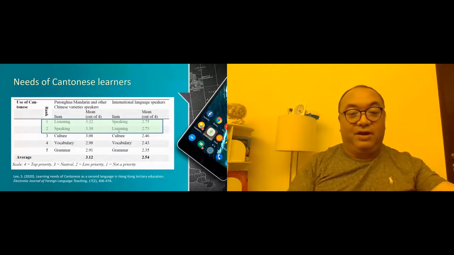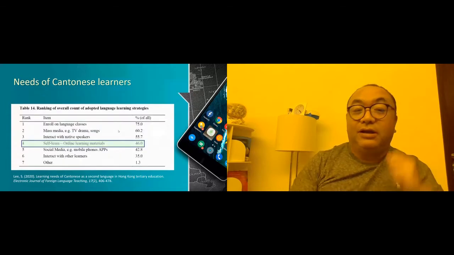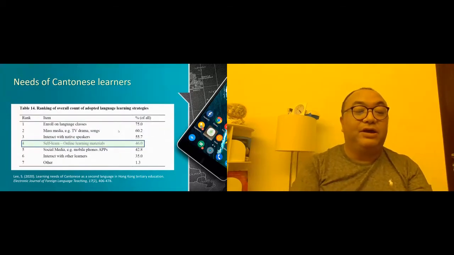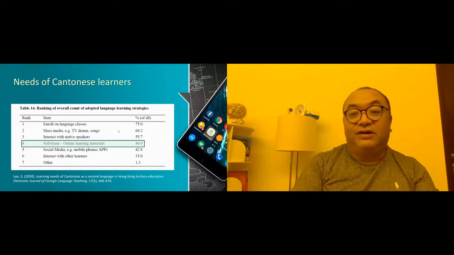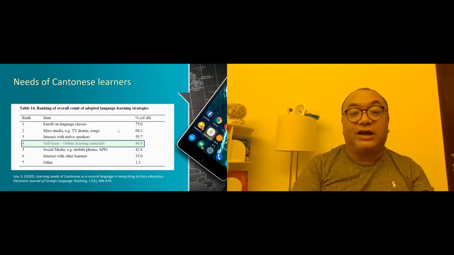And then we have culture, vocabulary, grammar next. Now, the next item that Cedric Lee asked about is the learning strategies. So how do they pick up Cantonese? Now, of course, the most direct way is to enroll in a language class.